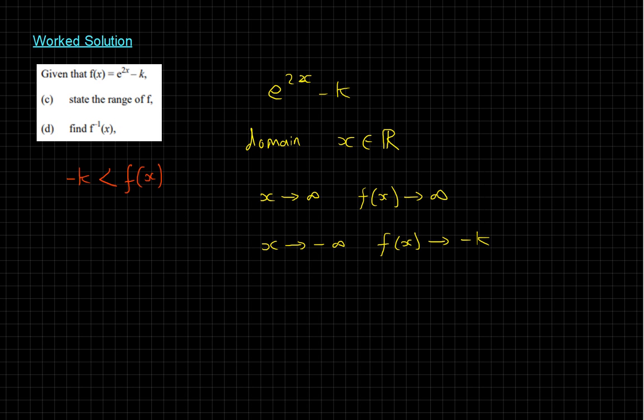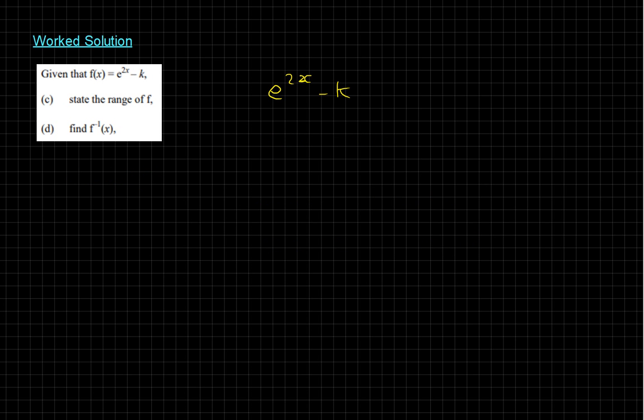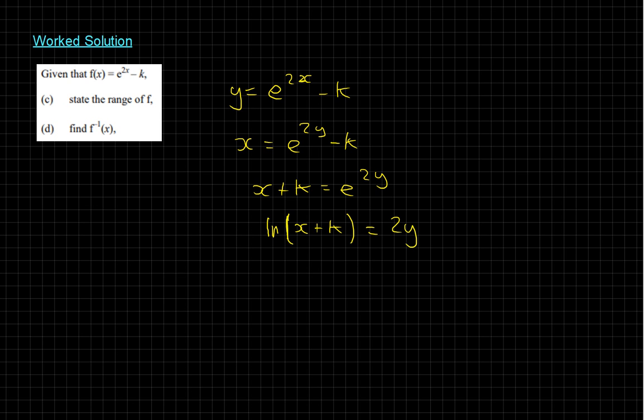To do the inverse, let's use our usual trick of assigning the function a name like y, and then flipping the names. So flipping the name of the function with its variable, and then aiming to find the y as the subject again. So I've added k to both sides. Now I'm going to take a logarithm of both sides. The log of e to the power of something is just that something. I'm going to flip it around and divide by 2. So we'll get y equals a half ln of x plus k.